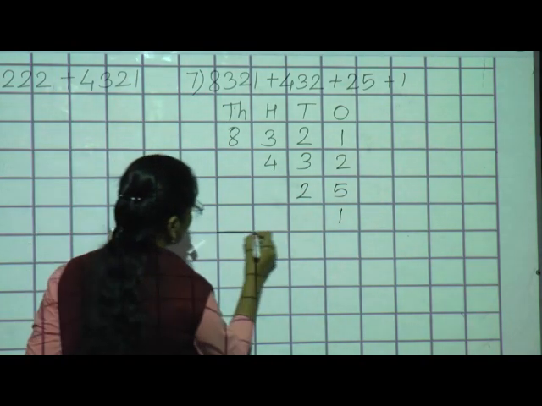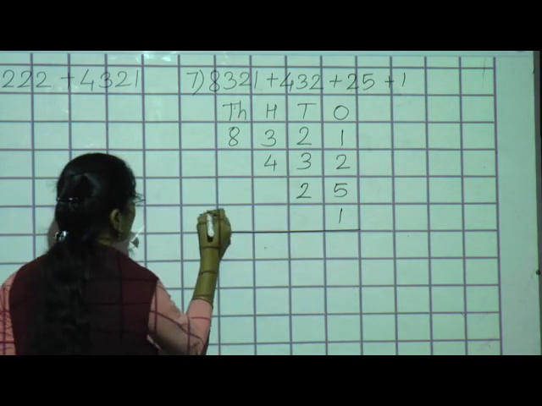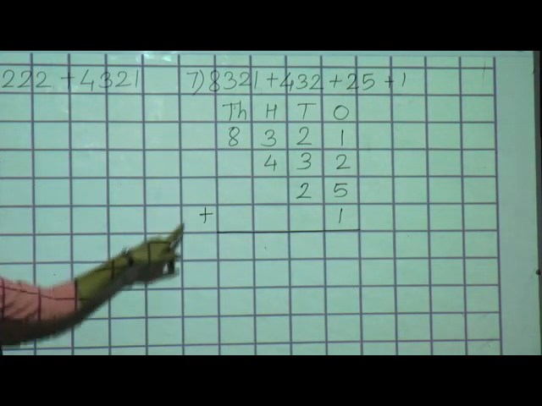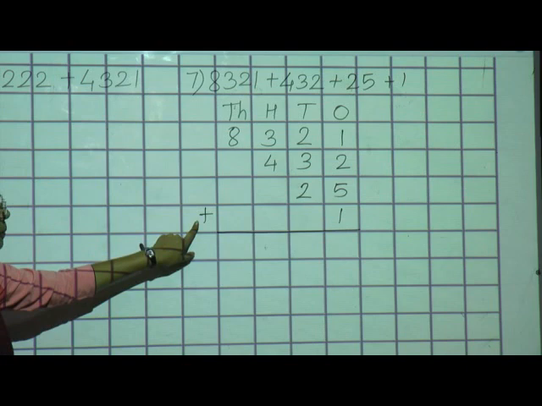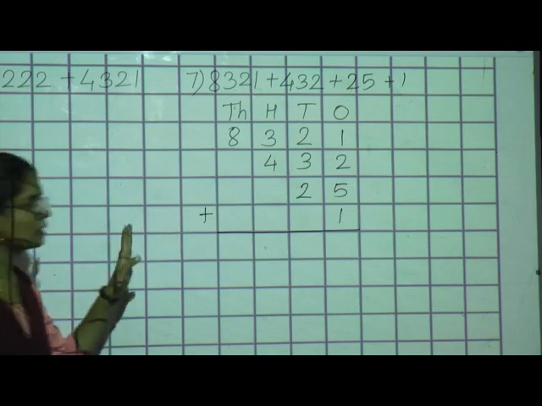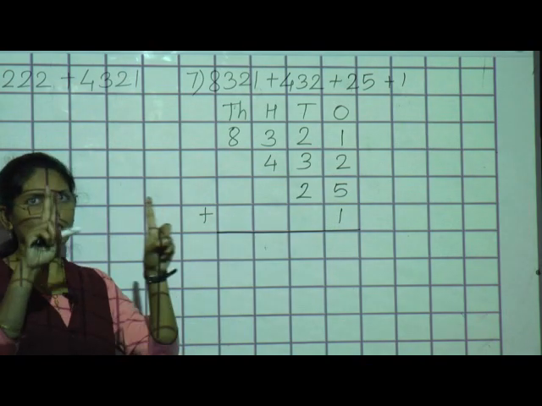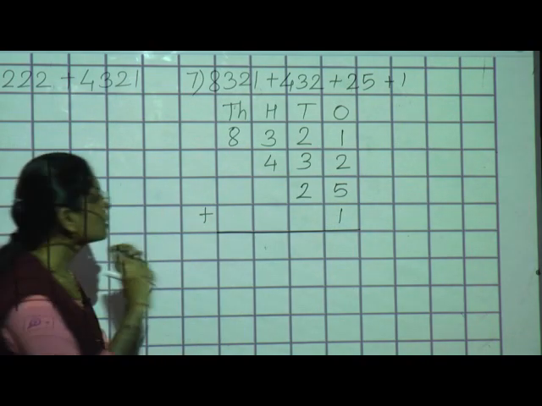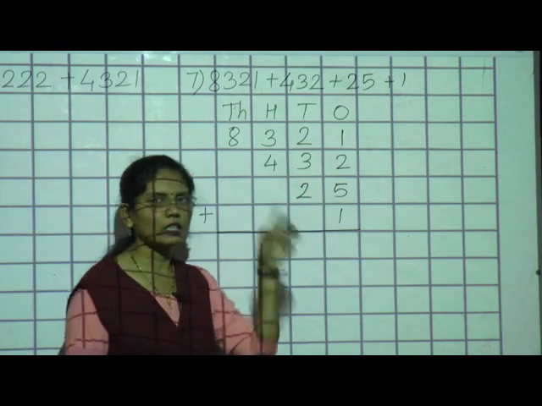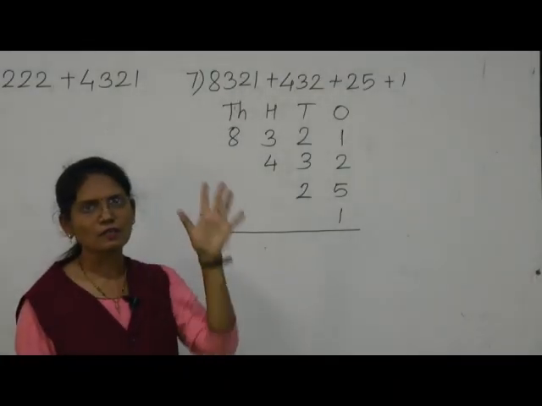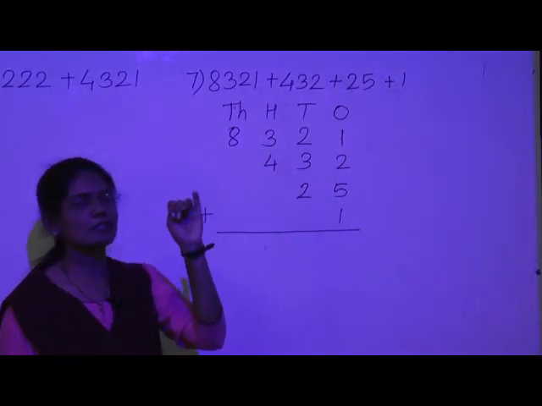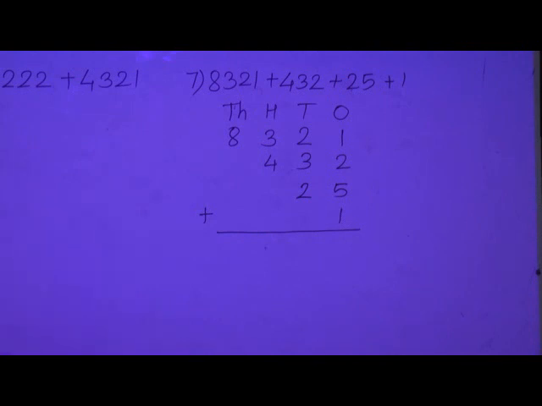Now do the addition. We'll put the plus sign here because we are going to do the addition. This is very important. Signs are very important in maths. So 1 plus 2. Count all the fingers. 1, 2, 3. 3 plus 5. After 3 count 5 fingers: 4, 5, 6, 7, 8. So 3 plus 5, yes, 8.